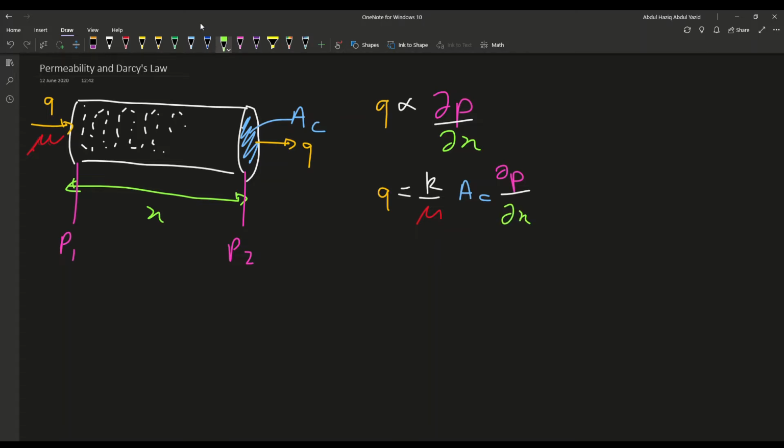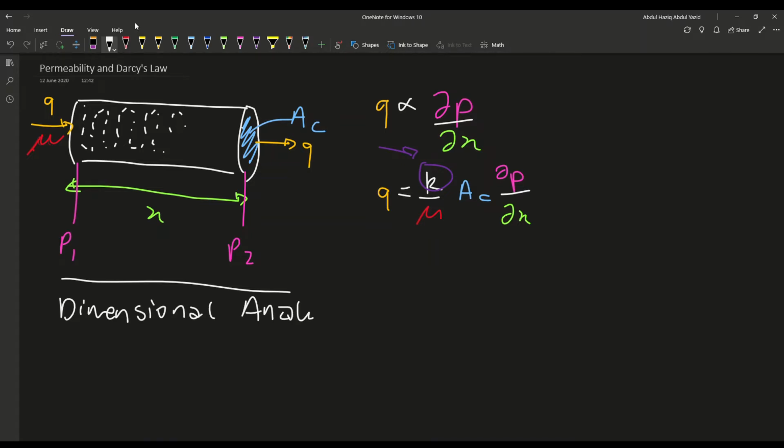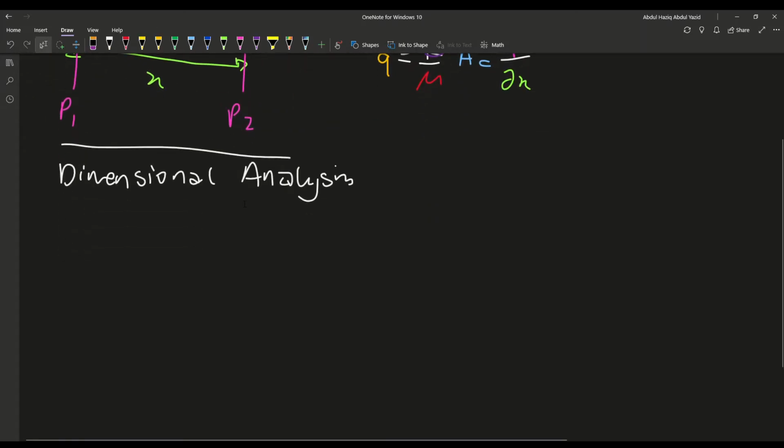Okay, so our goal today is to find out what the units of this value K are. To do that, we'll perform some dimensional analysis. Dimensional analysis is a technique that engineers, mathematicians, and scientists use to check the units of some particular variable.